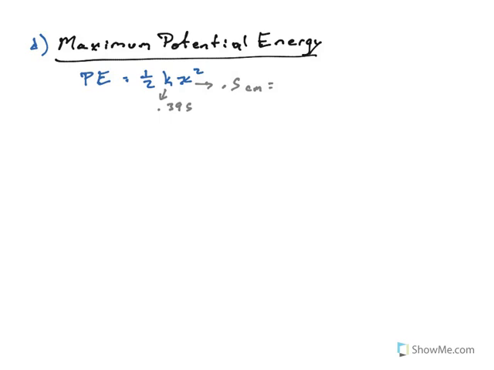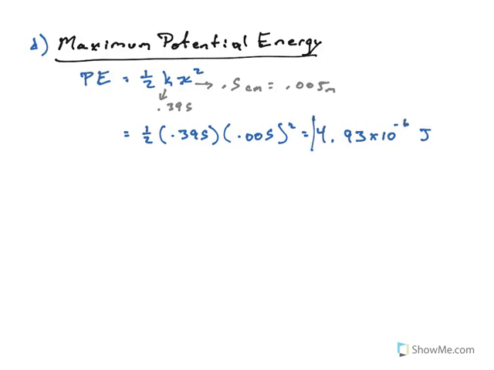And I know we have to convert this. Centimeters is bad units. We need meters. So it's 0.005 meters. Plugging this in, we get 1/2 times k, 0.395, times 0.005 squared, and we get 4.93 times 10 to the minus 6 joules.